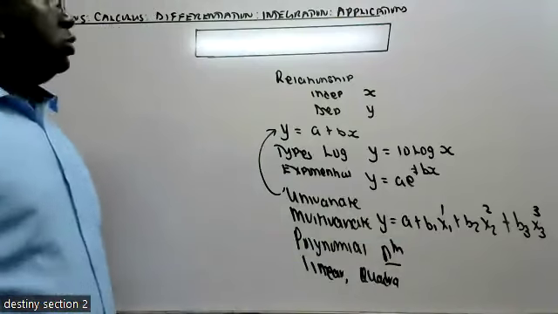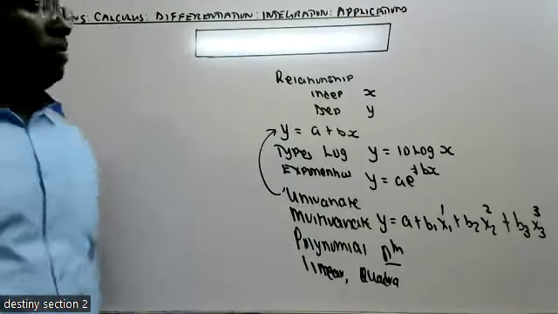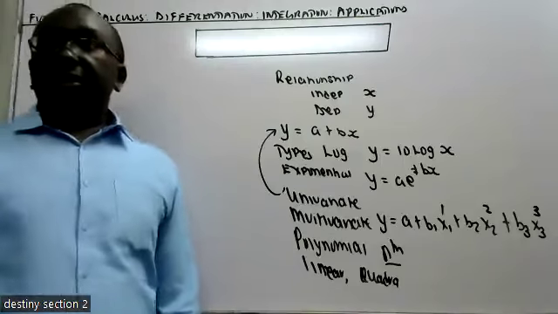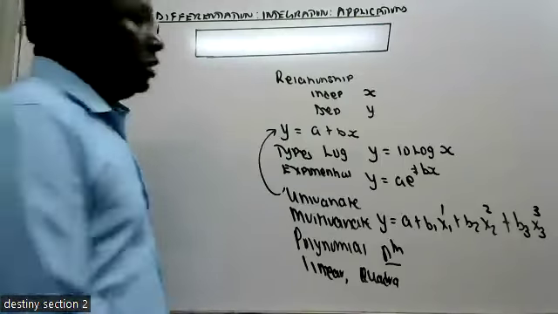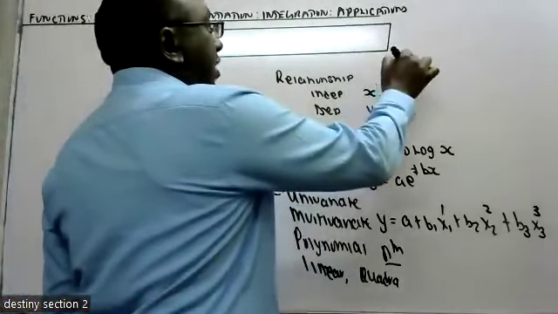The other thing that you need to know is called differentiation. Now, differentiation is a technique in calculus that is used to determine what we call the rate of change.